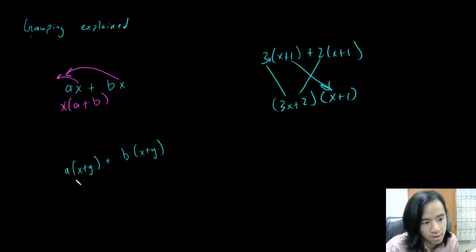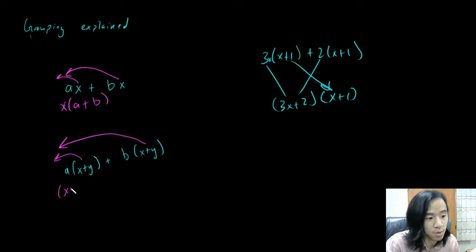And now we have something here. We have a times, instead of x, it's x plus y. And b times, instead of x, it's x plus y. So what we can do is we can actually factor out a GCF, just like we did at the top. We can factor out x plus y. And this will leave us with x plus y on the outside. And then whatever is left inside is a plus b.